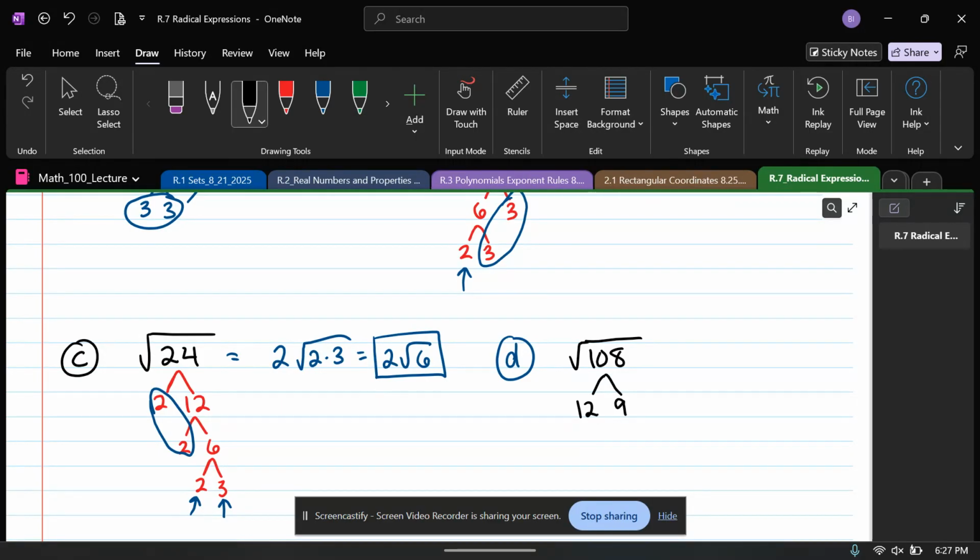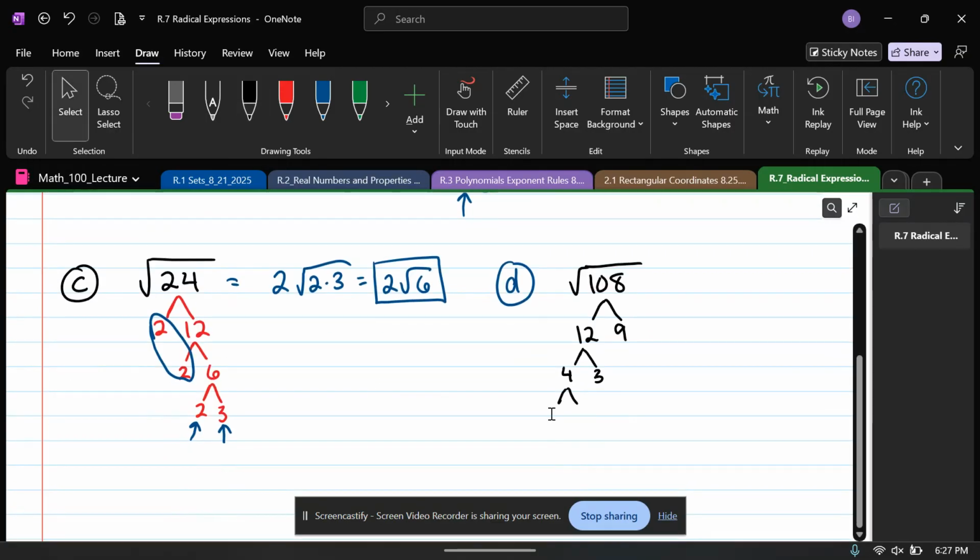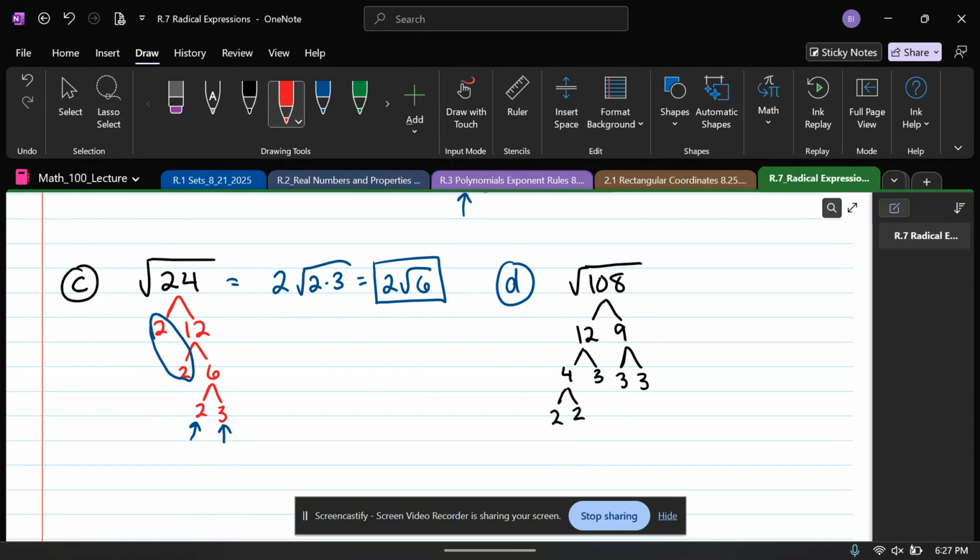Then I'm going to break those two numbers apart. I'm going to break the 12 apart as 4 times 3 this time. And then the 4 is 2 times 2. And then the 9 is 3 times 3. I'm looking for sets of 2 because I'm doing a square root. There's a set of 2 2s. There's a set of 2 3s. There's a 3 that doesn't have a buddy.